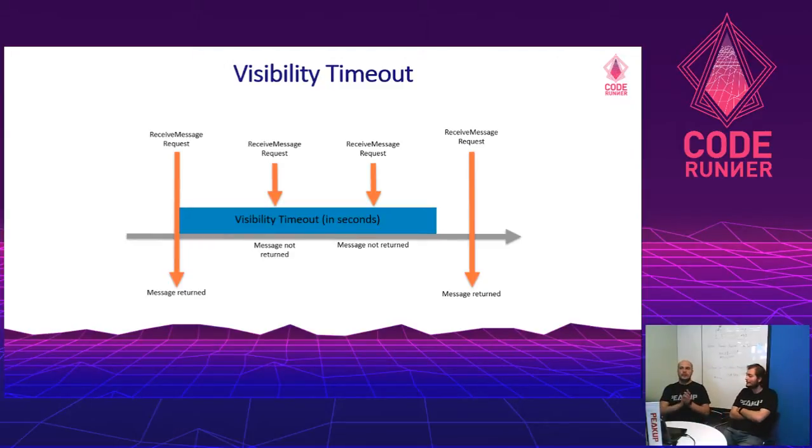If your task in the queue is resizing an image, and you observe that resizing the biggest image that you can have takes 30 seconds, it's better that you set this visibility timeout to maybe 40 seconds or 45 seconds, as an example.